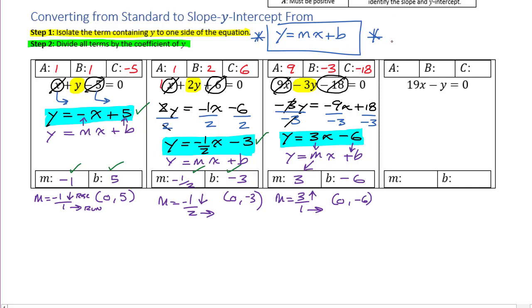All right, last one. Okay, this one's a little tricky. The a is the number in front of the x, which is 19. The b is the number in front of y, which is negative 1. And the c, there's nothing there, so it's 0.